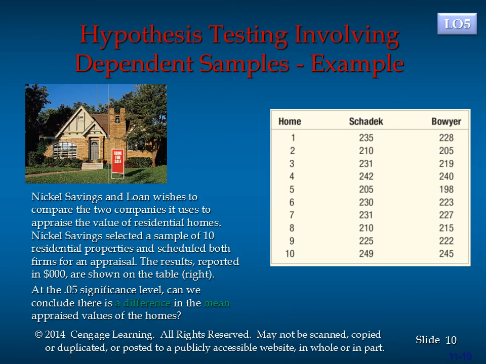Here's an example that you'll want to take a look at if you want to try this out. You see down there in the green it's a difference in the mean of these appraised values. There are 10 homes, Shattuck and Bauer. You'll just use the formulas that you had before to come to some type of decision as to whether or not there is a difference of opinion between these two appraisers.